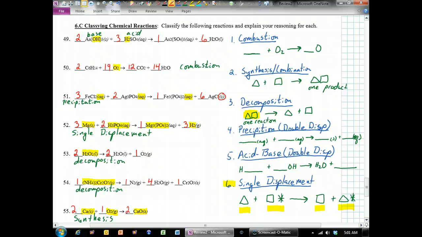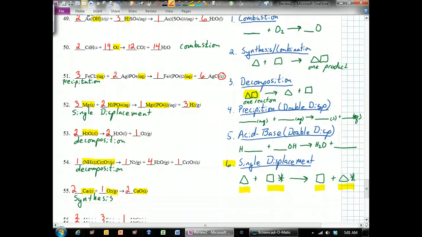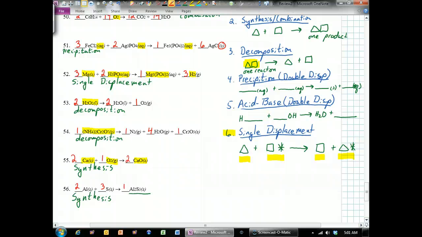I've balanced these equations so you can check to see if you balanced them correctly. 49, the coefficients are 2, 3, 1, 6. 50, the coefficients are 2, 19, 12, and 14. And I'll scroll down so you can see them and check to see if you balanced them correctly.